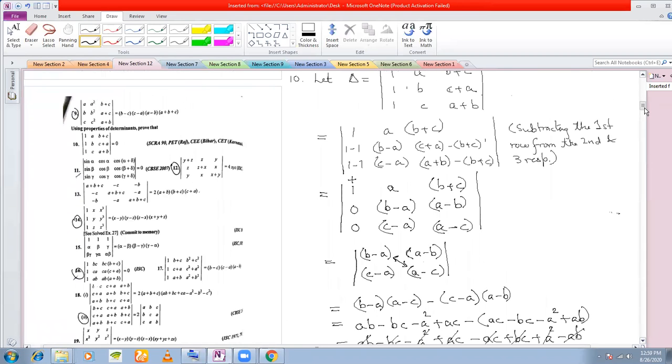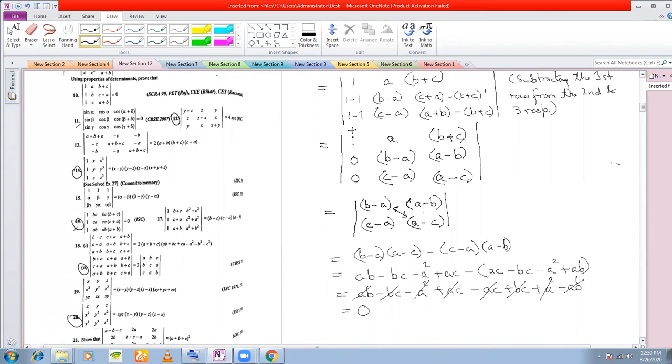Okay, so we have proved that this determinant is equal to 0.